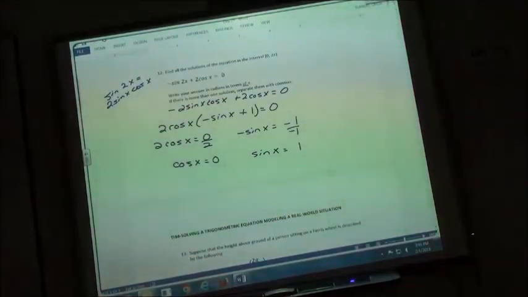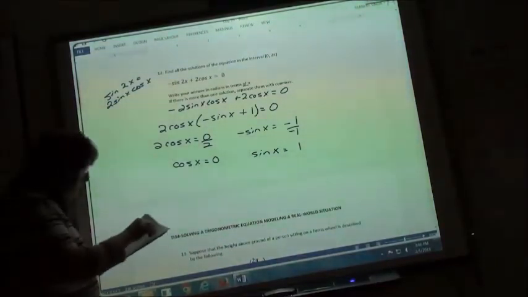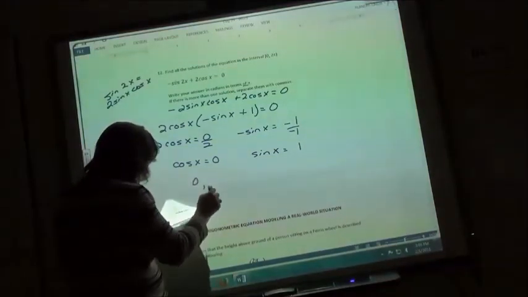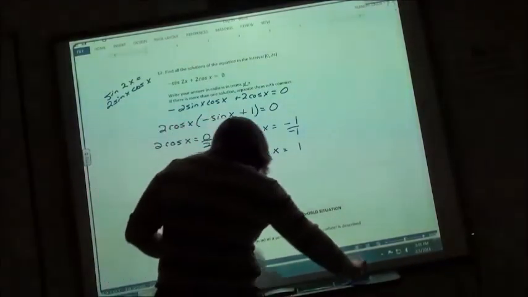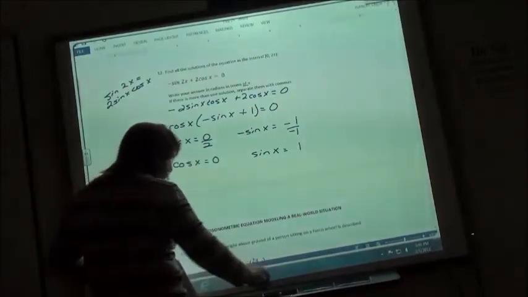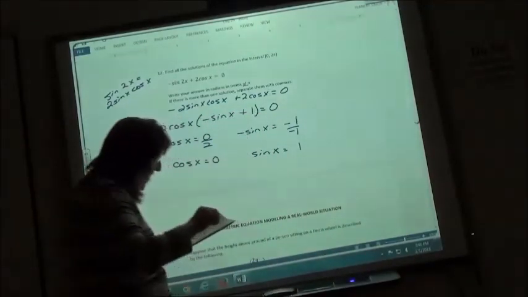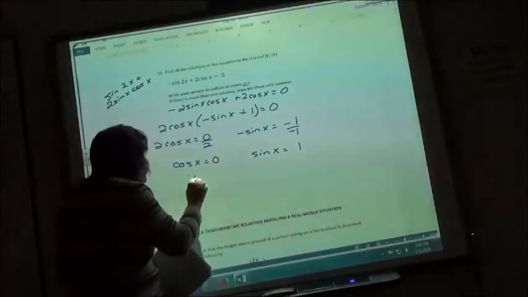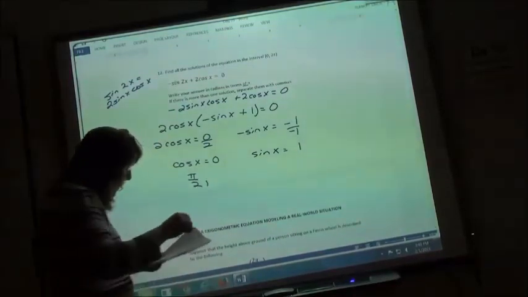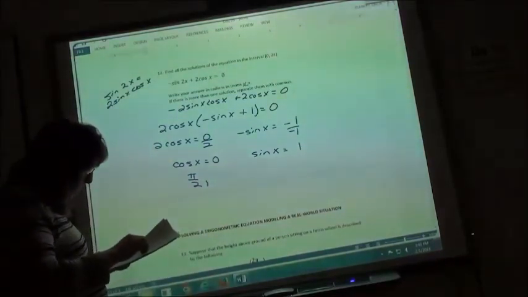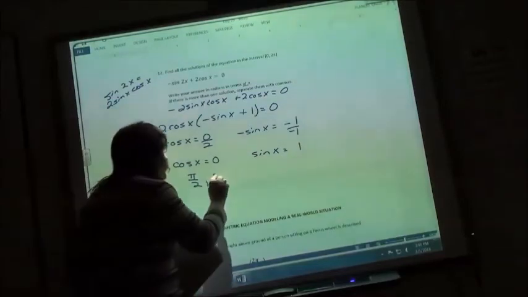So I am looking for where is the cosine of x equals 0 and where is the sine of x equal 1. Cosine of x equals 0 at, whoops, not at 0. I'm trying to write the 0 I looked up. Cosine of x equals 0 at pi over 2. Cosine of x equals 0 at 3 pi over 2.